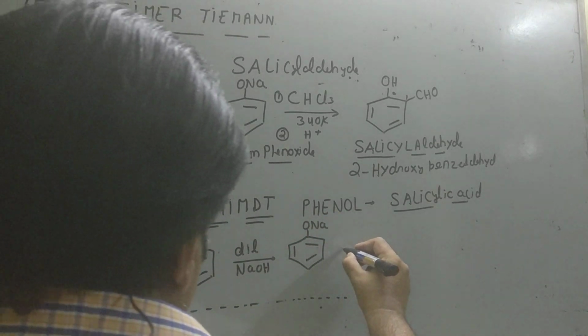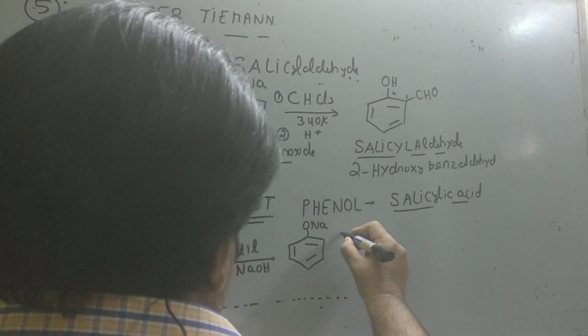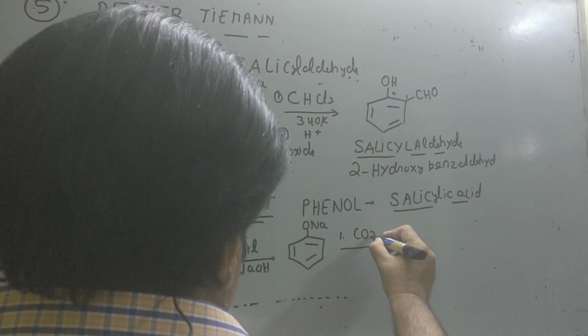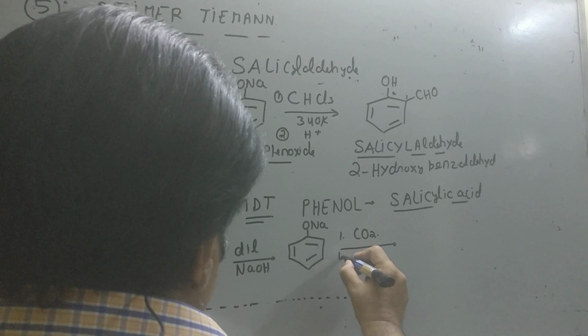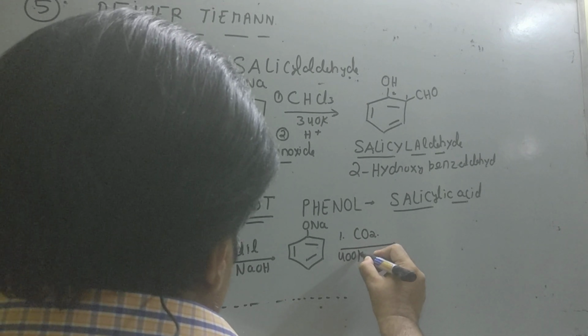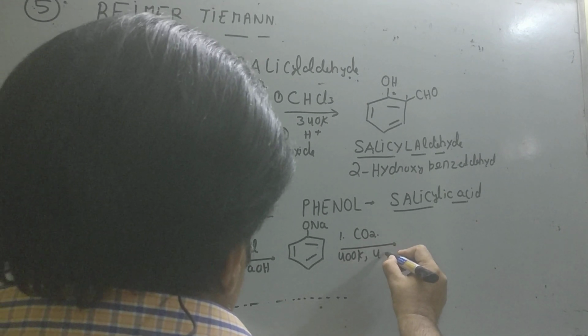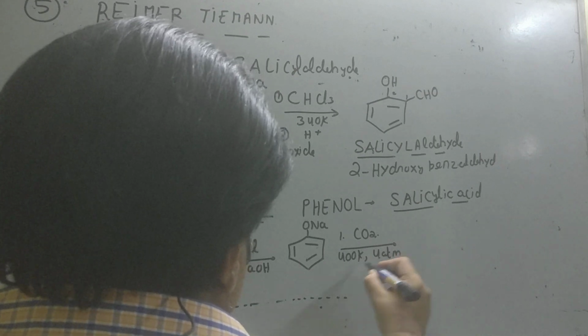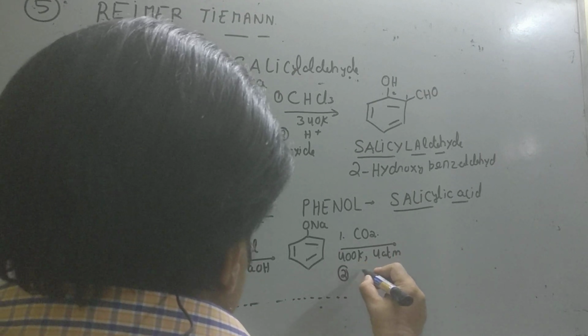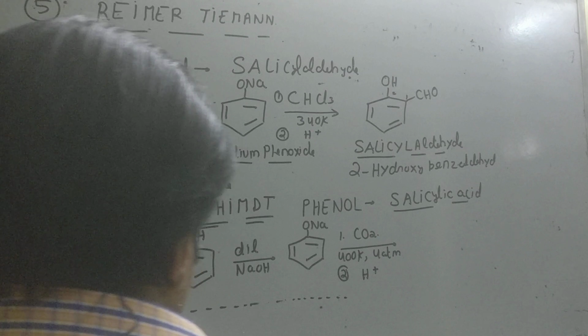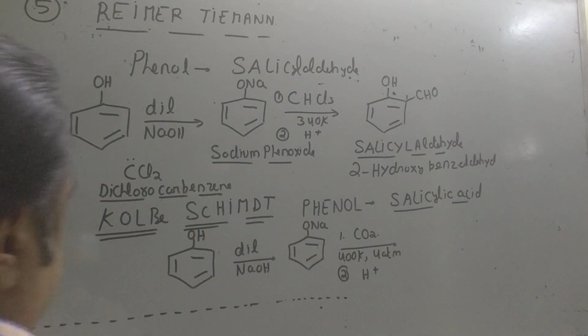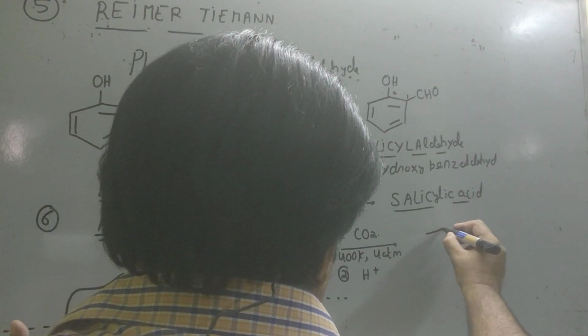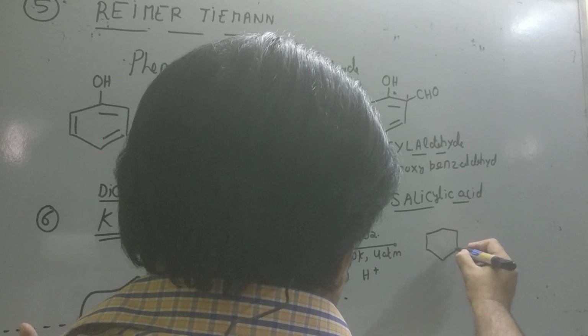Through the solution of sodium phenoxide, we are going to pass carbon dioxide, which is an electrophile in this case. The temperature would be 400 Kelvin, the pressure around 400 atmosphere, followed by acidification. The second step involves acidification, and you get a compound called salicylic acid.